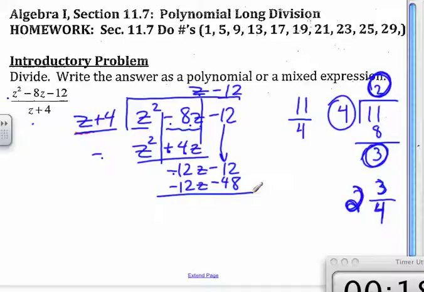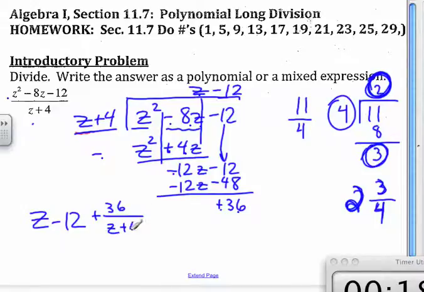Now I'm going to subtract, Mark, and I'm going to be left with negative 12 minus negative 48 is positive 36. Now remember what I did. The top number is my whole number answer. So z minus 12. This is a positive 36, so plus 36 over z plus 4. Okay? And that's my answer. That's how I divided the numerator, this polynomial numerator, by this binomial denominator.